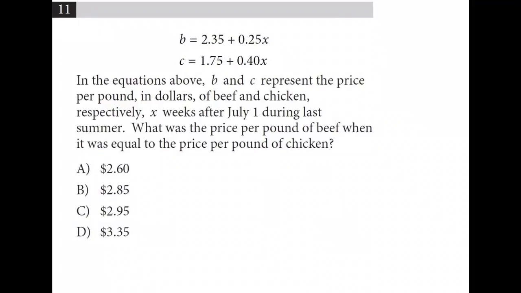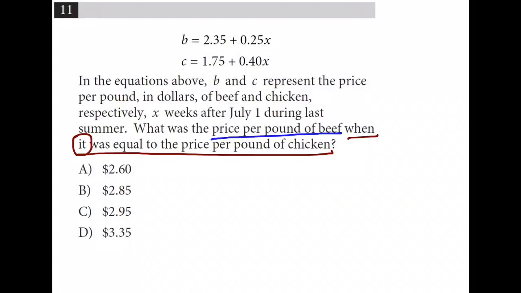This last sentence in particular is quite complex. They tell you what they're looking for in the problem, which is the price per pound of beef, and they tell you the context, when it was equal to the price per pound of chicken, and it refers back to the price per pound of beef. That tells you how to set the problem up.